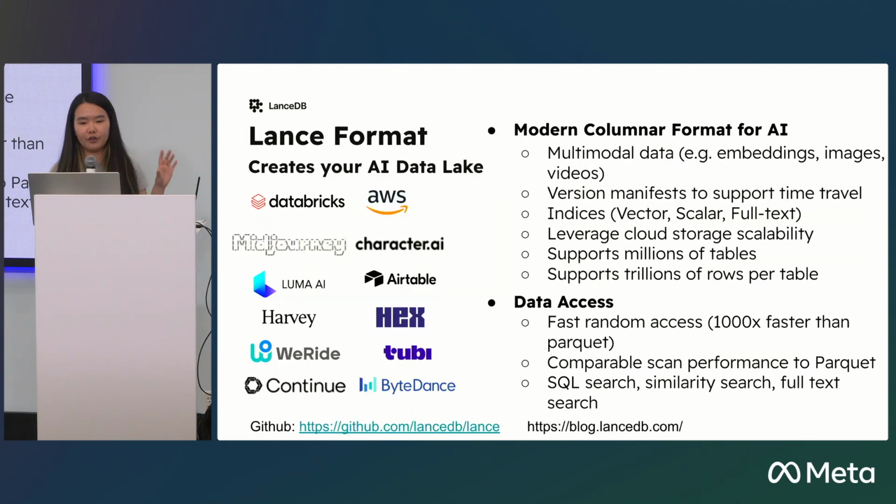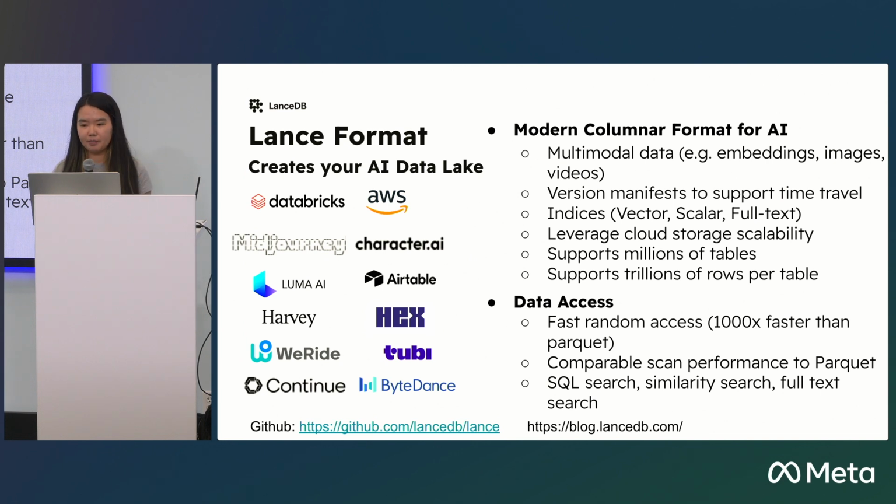And the foundation for this AI data lake is called the Lance format. Lance format is a modern columnar format for AI. If you are familiar with something like Parquet, it's the next generation, where we solve all the previous challenges in this new AI columnar format. One difference is that it supports multimodal data, all the way from embeddings to images to videos. You can put some really small data together with large blobs, all in one data set.